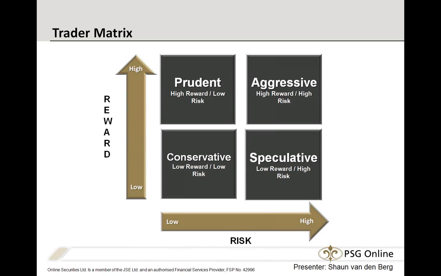So if you look at this little matrix I've got here, on the vertical axis you've got the reward. We go from low reward to high reward. And on the horizontal axis, we've got risk. We go from low risk to high risk. So if you use a combination between risk and reward, if you look at the bottom section here, I'll bring in my drawing spotlight. Okay, look at the bottom quadrant here.